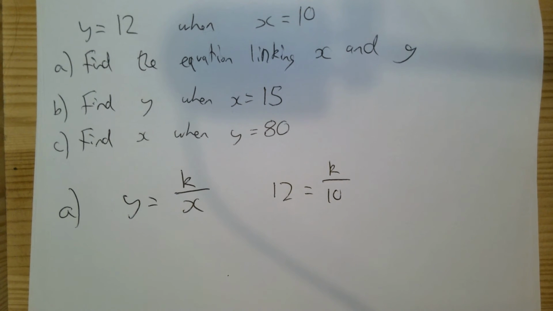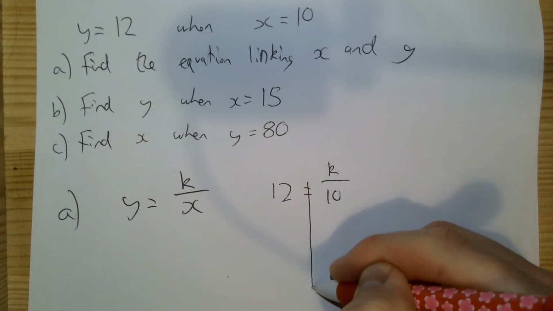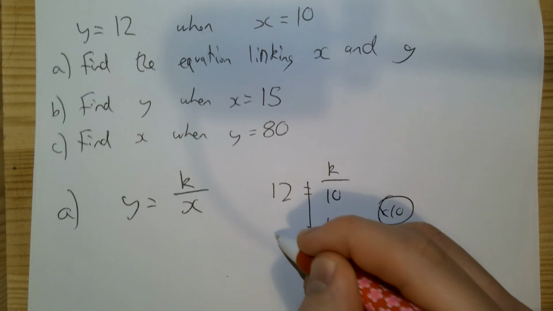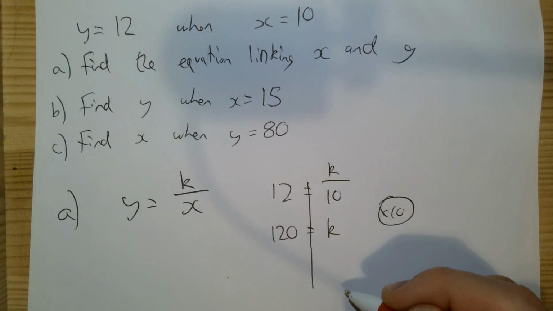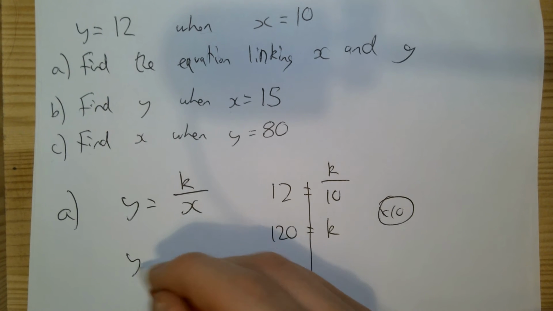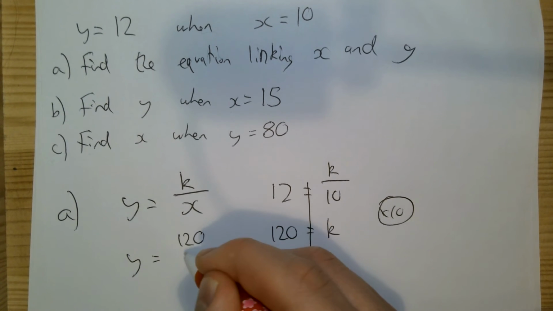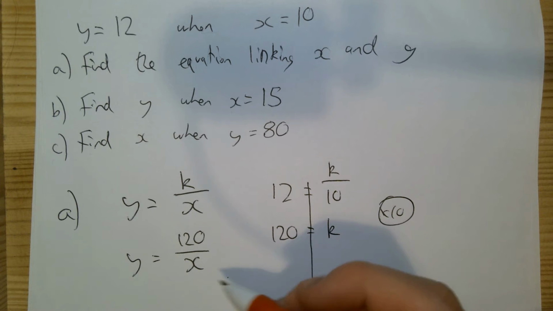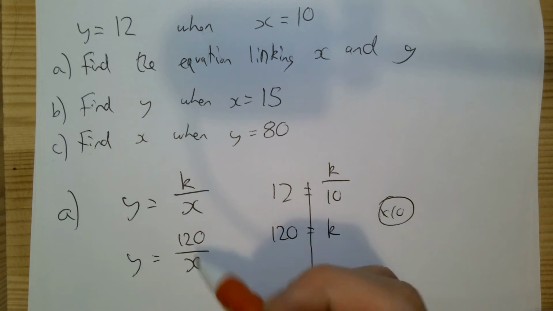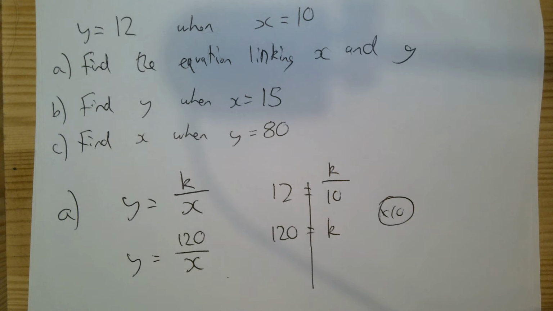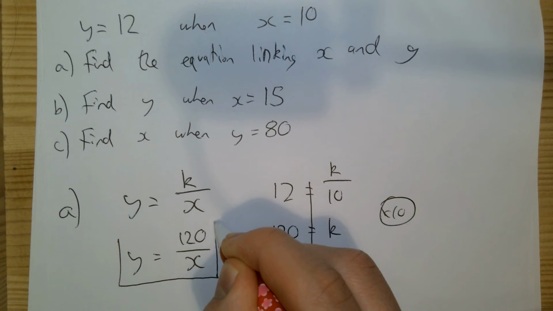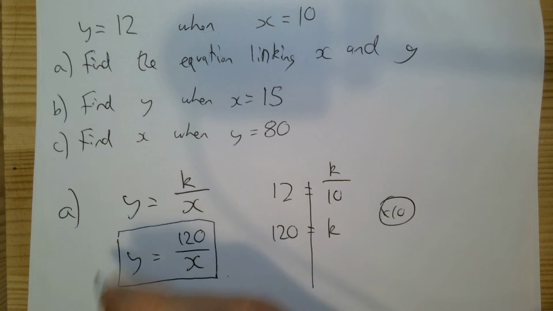And if I solve that equation, times both sides by 10, k equals 120. So therefore y equals 120 over x, or I could times both sides by x to get xy equals 120 if I preferred. And that's my golden rule now. I'm going to use that rule in any workings out that I need to do.